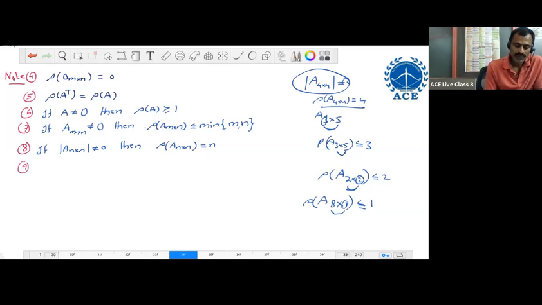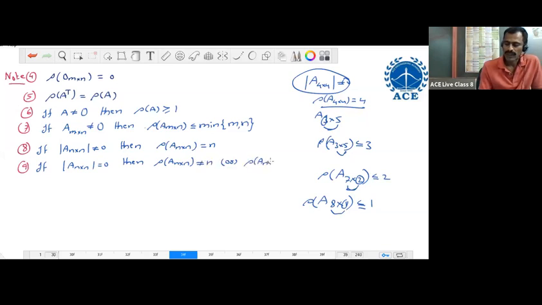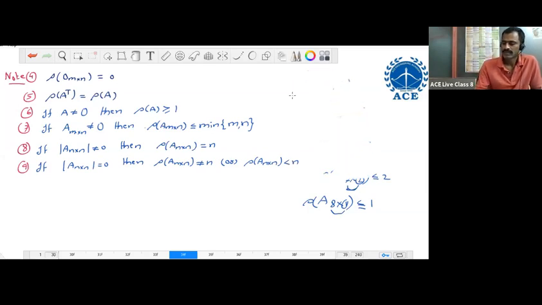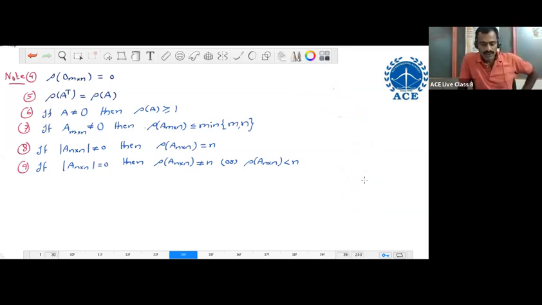Ninth one. If the determinant of A n cross n equals 0, then rank of A n cross n is not equal to n, that is, rank is strictly less than n. So whenever the matrix is singular, the rank is not equal to its order. Non-singular: rank is equal to order. Singular: rank is not equal to its order.